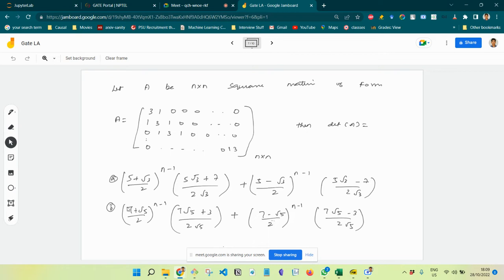Rather, there's a very simple way to solve this question. Very, very simple way. Can you think of any simple way? Any suggestions? Okay, I'll give you one hint. You can solve this question by elimination. Do you know what elimination is?